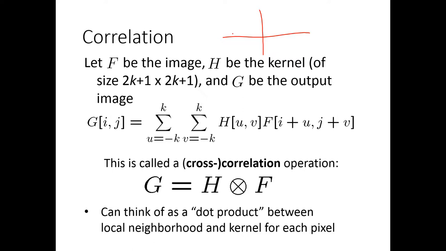Cross product will give you a vector. Dot product will give you a scalar. It's not a very good guess.